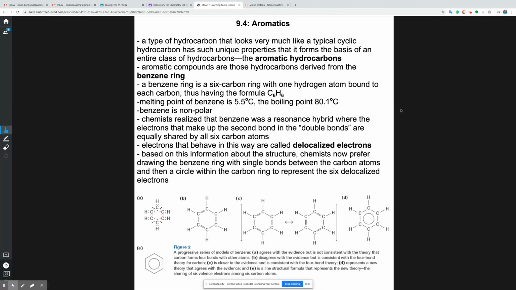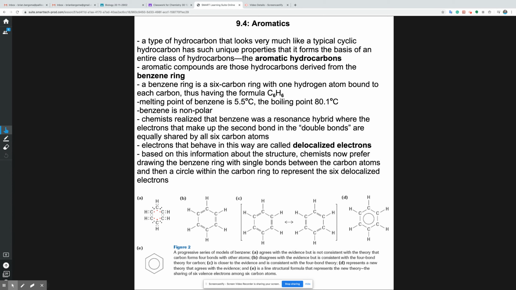A benzene ring is a 6-carbon ring with 1 hydrogen atom bonded to each carbon. The formula is C6H6. Sometimes if you see C6H5, that means your benzene ring is bonded to something else. The melting point for benzene is 5.5 degrees Celsius and the boiling point is 80.1, so benzene is a liquid at room temperature. It's nonpolar, again, just C's and H's.